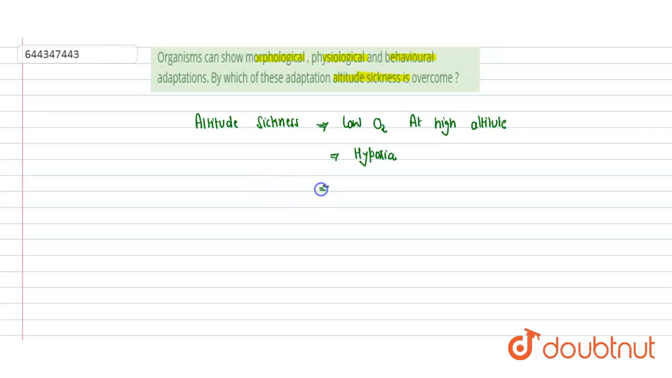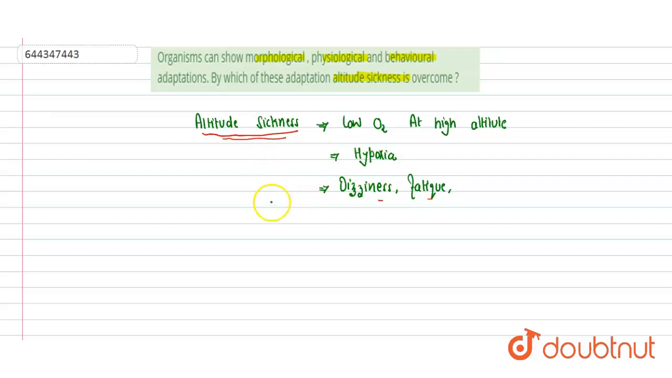The symptoms of hypoxia include dizziness, fatigue, and tiredness. In severe cases, the person may even lose consciousness. So these are a few of the consequences of altitude sickness. This altitude sickness results in hypoxia and conditions like dizziness and fatigue.